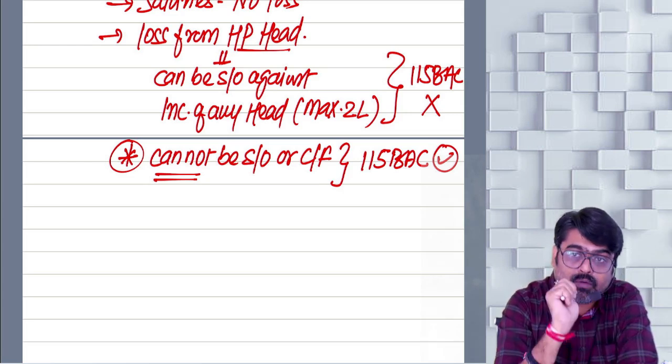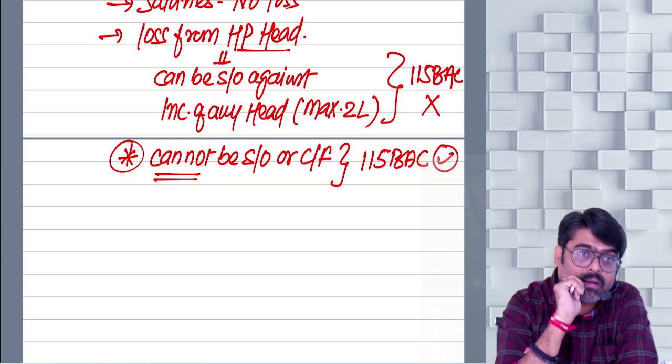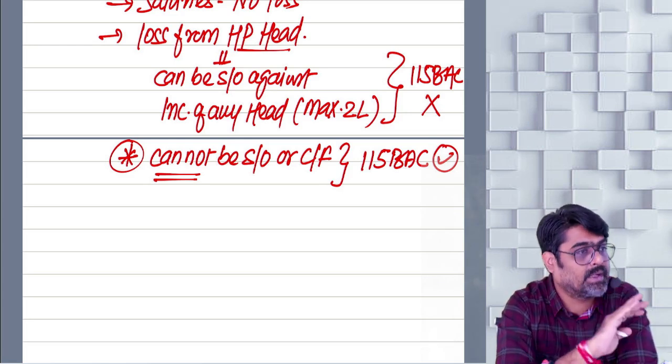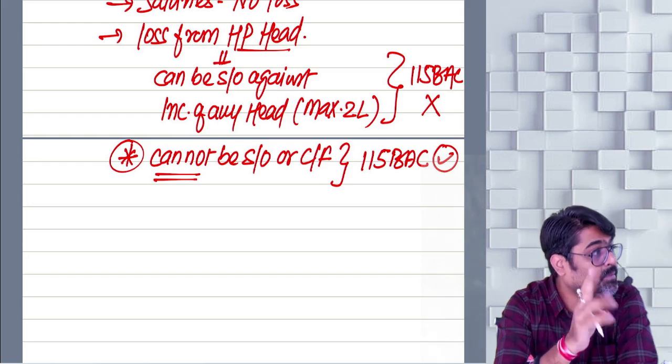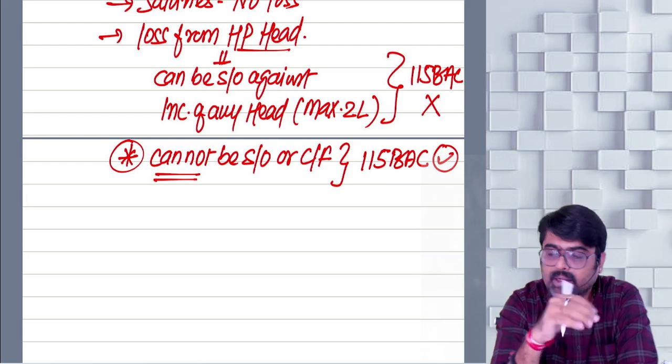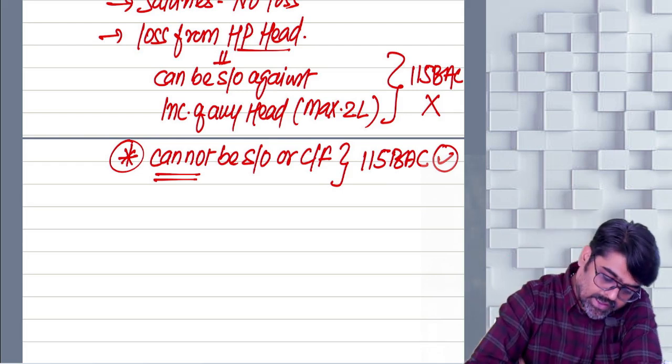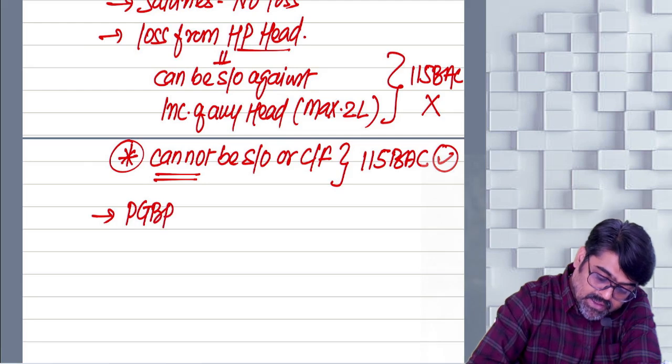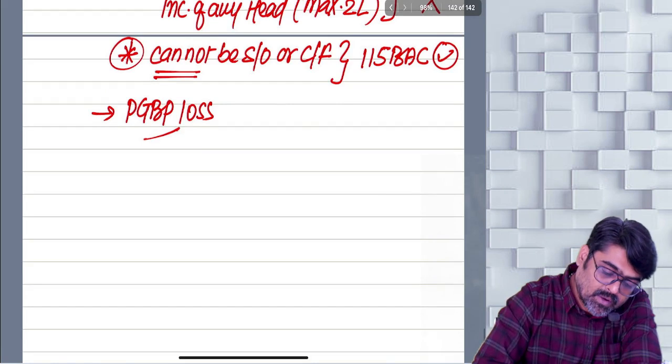But that you will get only if you shift out of the default tax regime. But if you follow 115 BAC and you don't shift out, then the loss of the house property head cannot be set off against any head up to 2 lakhs. That set off is no more allowed and it cannot even be carried forward. Okay. Third head, PGBP loss.